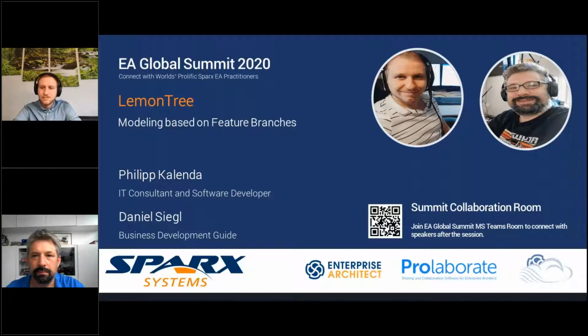And with us today, we have the team from Liba: Philip Kalenda, who is the IT consultant and software developer, and Daniel, who is the business development guide. They're going to present on LemonTree, modeling based on feature branches. They are the experts with LemonTree, and they have deep insights on how to do branches, versioning, and merging in an enterprise architecture repository.